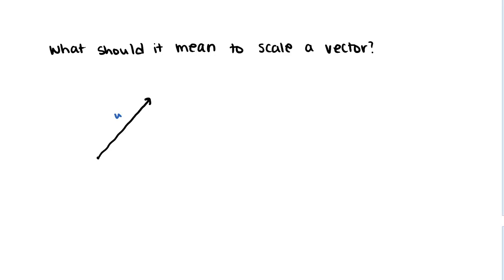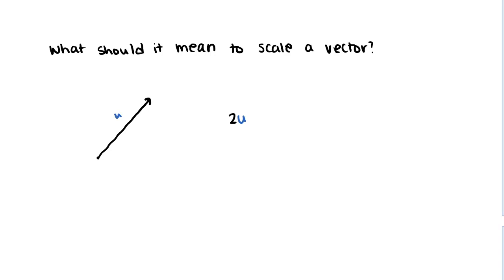Okay, so we talked about adding two vectors together. What should it mean to scale a vector? Let's say I've got my vector u here, and I want to think about what it might mean to have the vector 2 times u. Typically when we think about 2 times a number, it means to double that number, to add that number to itself. And that should be the same with vectors.